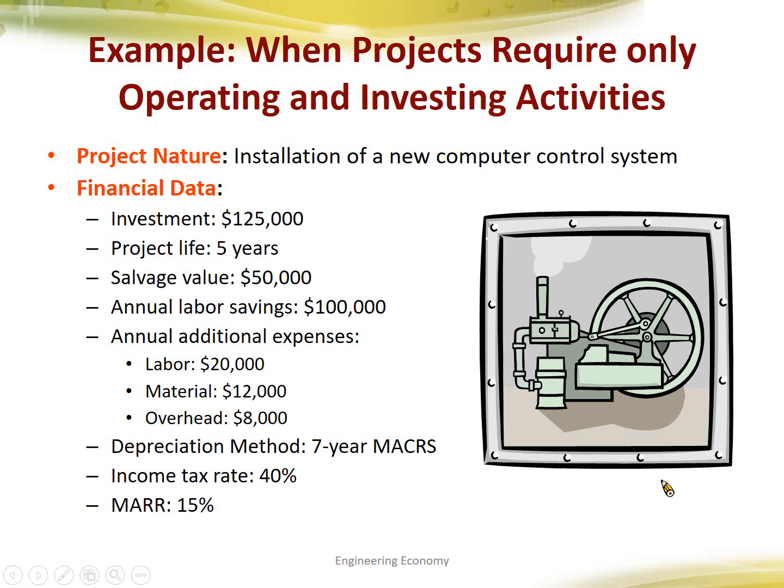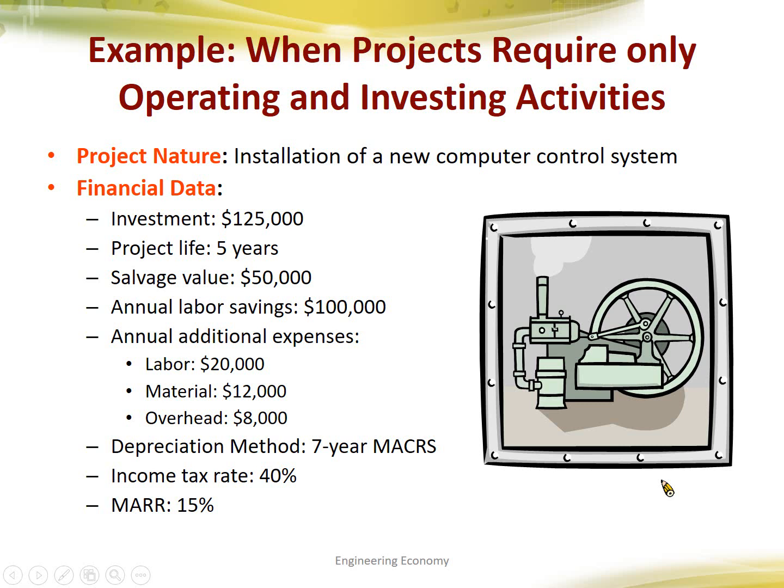This is a project of installing a new computer control system. Chances are, in this particular case, it will generate so-called labor saving. Okay, reduce the cost, labor saving. So this is additional money that we'll get. Then there will still be annual expenses. There's a salvage value, and the project life is 5 years.